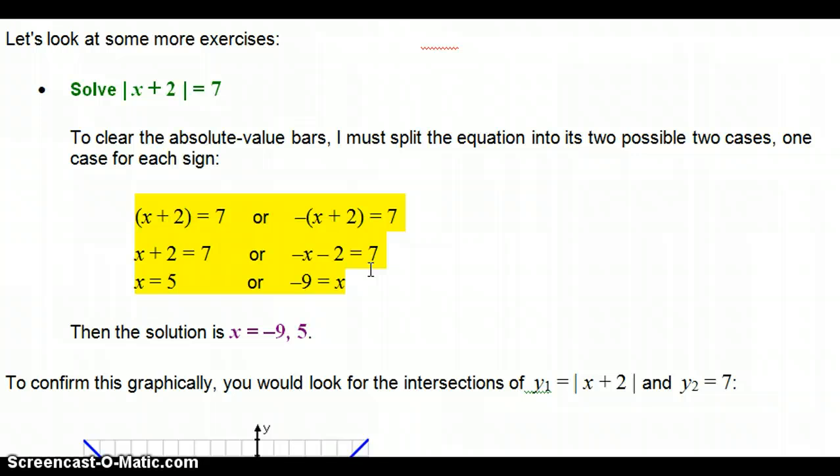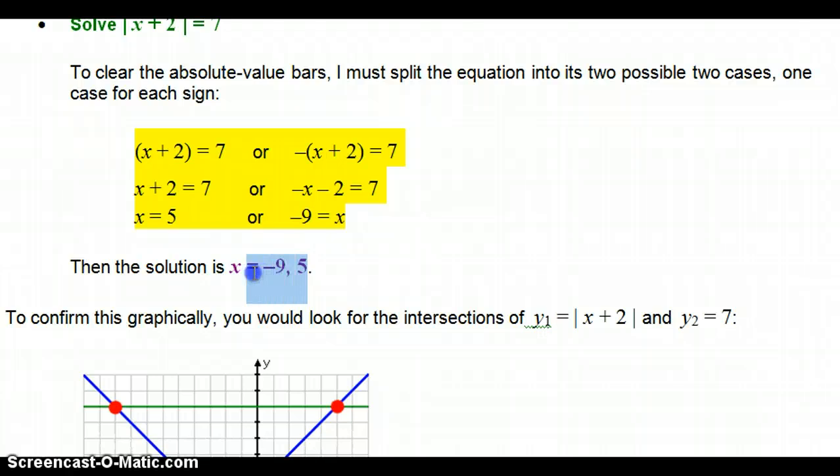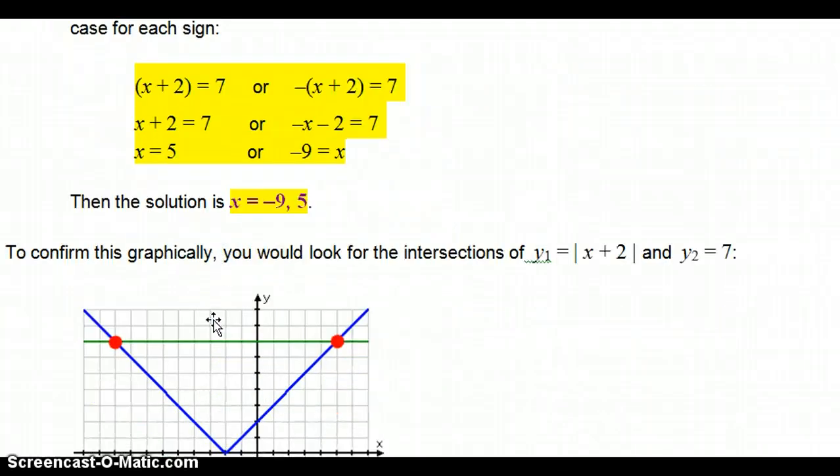But since the x has this negative sign, we divide both sides by a negative, and that leaves the negative on the 9 side. So the solution is x equals negative 9, comma 5. This is a key point. So you want to make sure that your absolute values have two values when you're doing these types of problems.